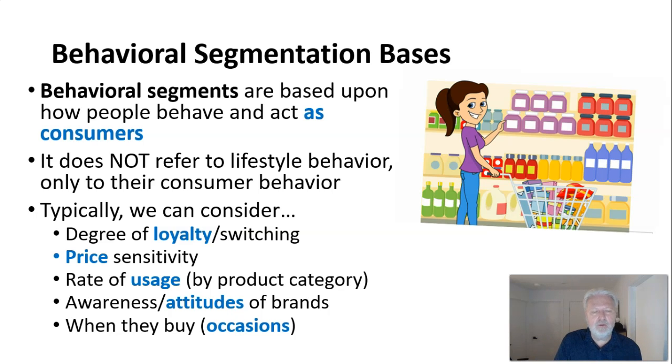Which products do they use? Are they heavy users of certain categories of products, light users of others, occasional users, even non-customers or non-consumers of some categories? Their awareness and attitudes towards brands. Which brands do they know about? Which brands are they positive to, neutral to, negative to? Those things are all important. And again, we're looking at how people respond, what triggers that. So it's very much a mechanical type process.